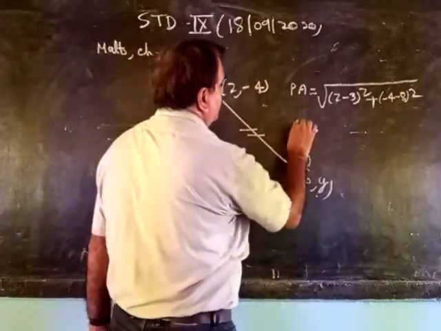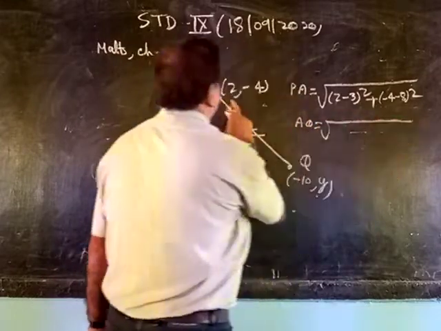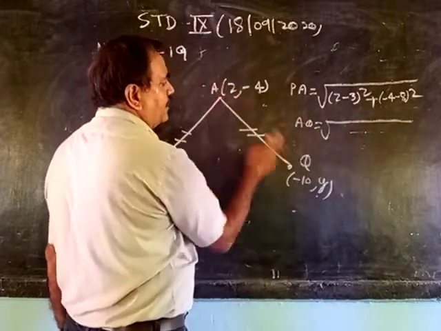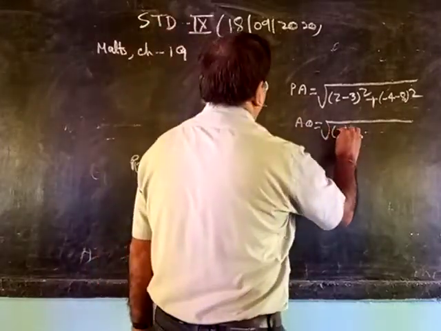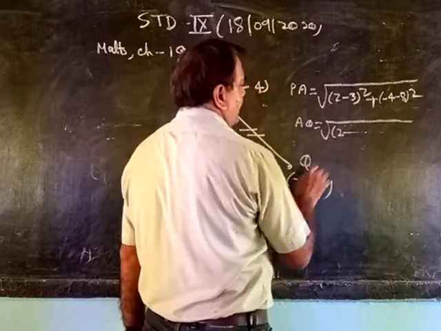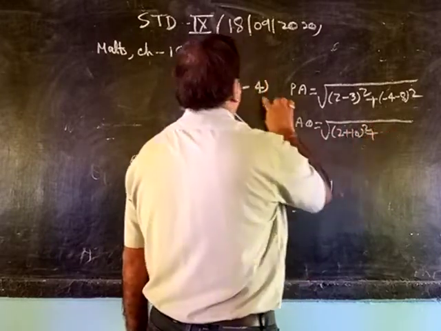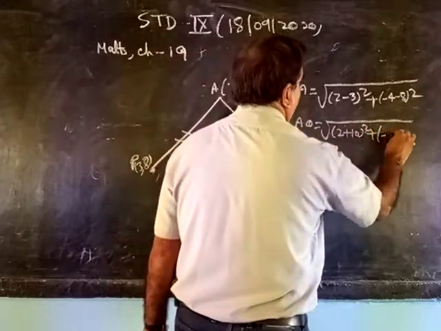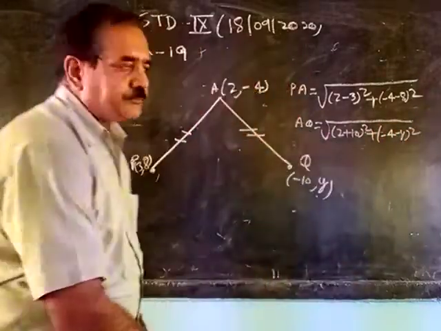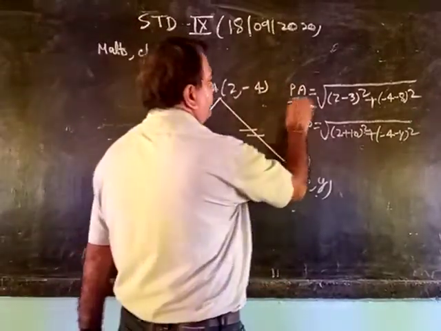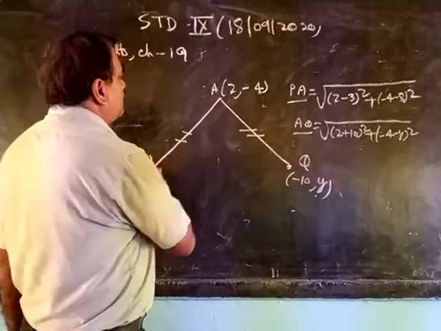Now AQ. So suppose this one is x1, y1, then this will be x2, y2. So (2 minus ... plus 10) squared plus (-4 minus y) squared. Since it is given PA and AQ are equal, so equalize the value.